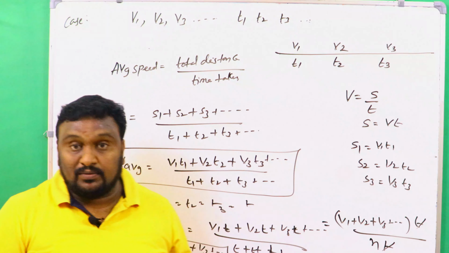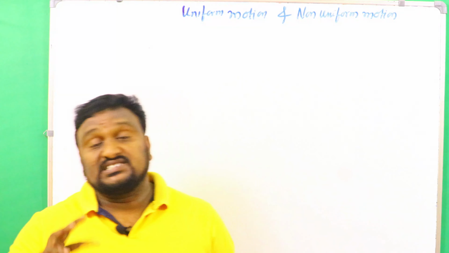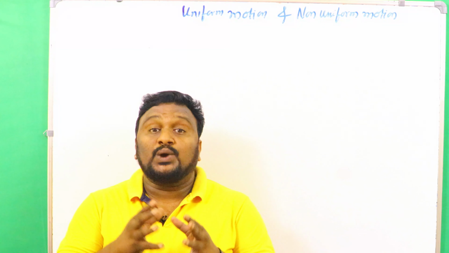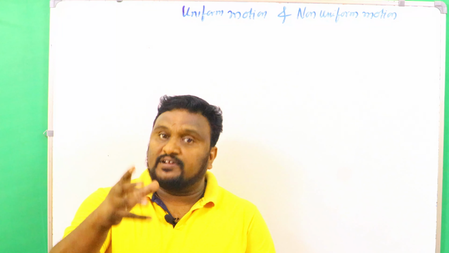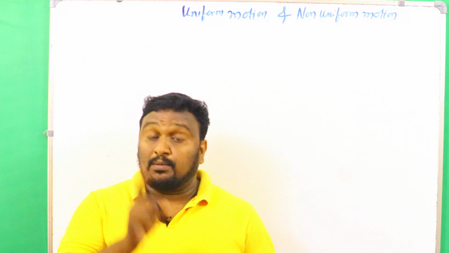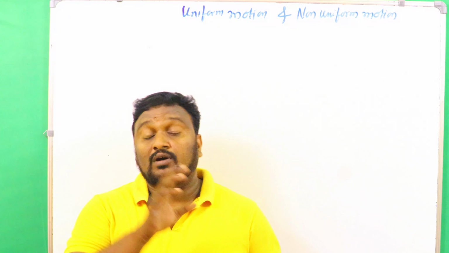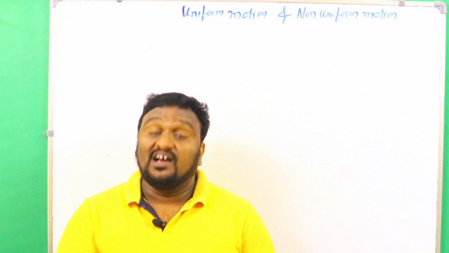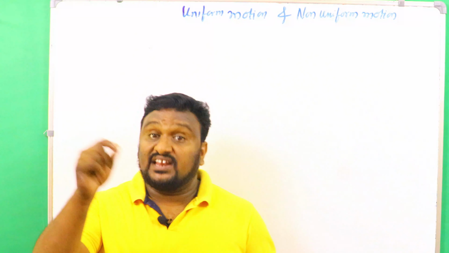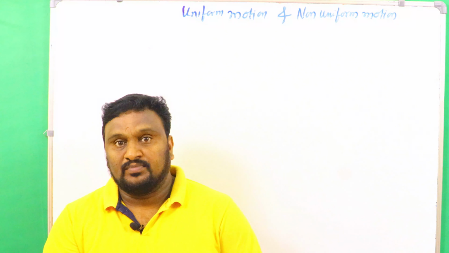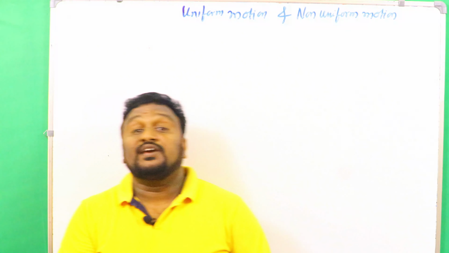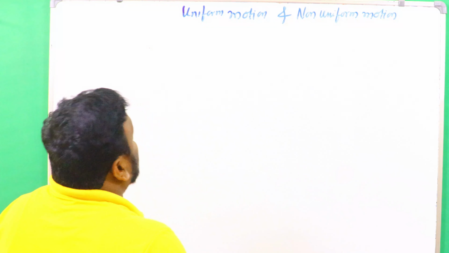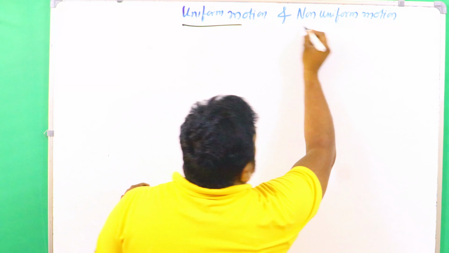This is how to remember uniform motion and non-uniform motion. If the body covers equal distances in equal intervals of time, then the body is said to be in uniform motion. If the body covers unequal distances in equal intervals of time, then the body is said to be in non-uniform motion. Let's see here what is uniform motion and what is non-uniform motion.